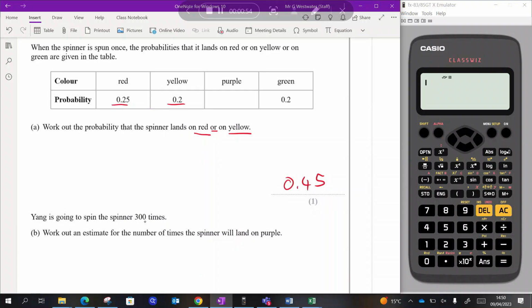Yang is going to spin the spinner 300 times. Work out an estimate for the number of times the spinner will land on purple. So here we need to work out what the probability of purple is, and then multiply that by 300 to get an expected frequency. One thing I do know is if I add all of these up, they will all sum to 1.